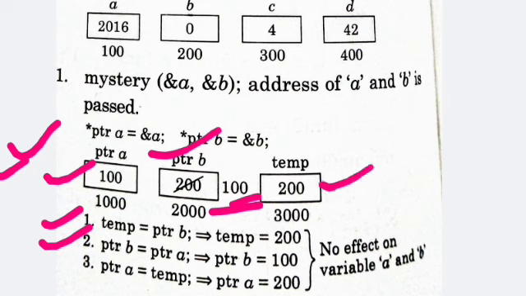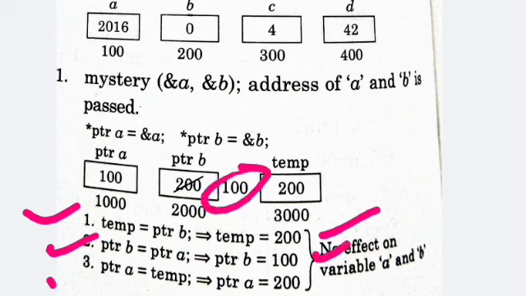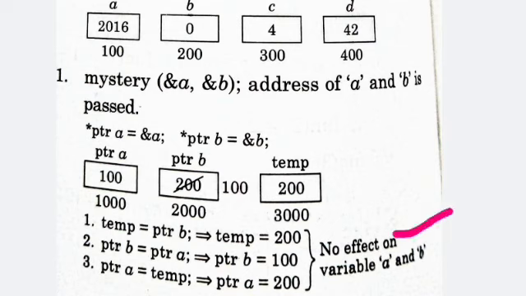Now, after the call, temp is equal to *ptrB, which is 200. Then *ptrB is equal to *ptrA, which is 100, and third, *ptrA is equal to temp, which is 200. But there is no effect on the variables a and b. Yes, of course, there is no effect.